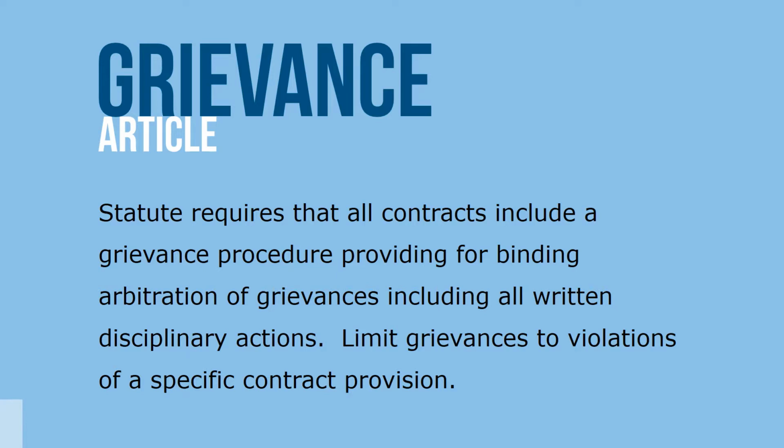Minnesota state statute requires that all contracts include a grievance procedure providing for compulsory, binding arbitration of grievances, including all written disciplinary actions. The most important element of a grievance procedure is to define what's considered a grievance. Good practice is to limit its application to a claimed violation of a specific contract provision.